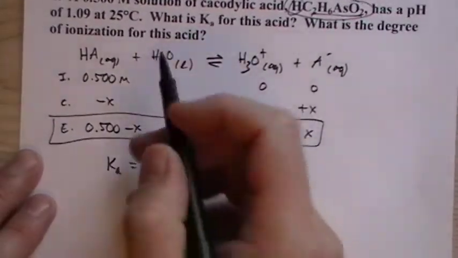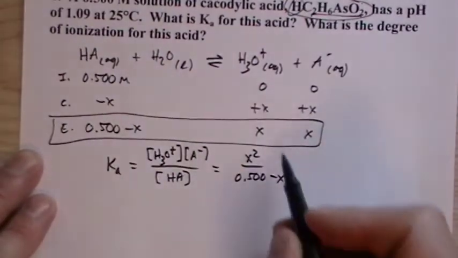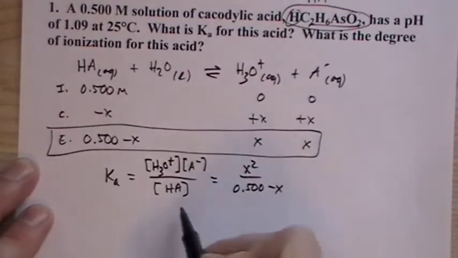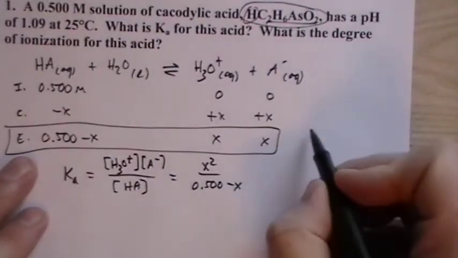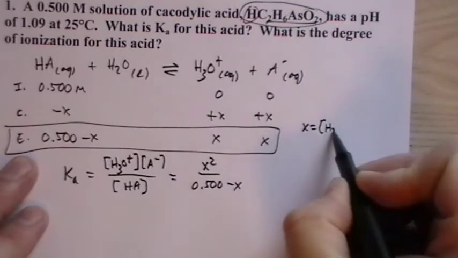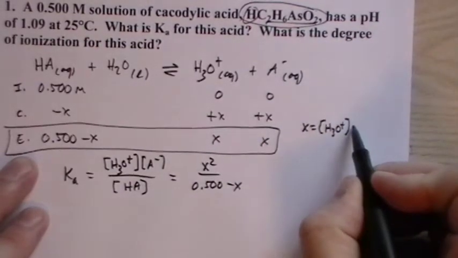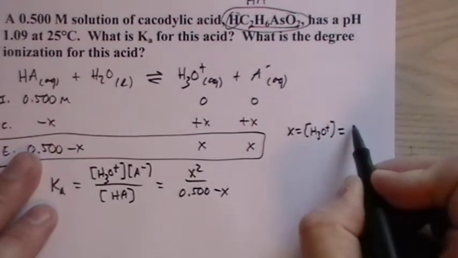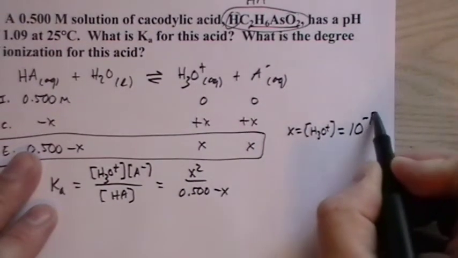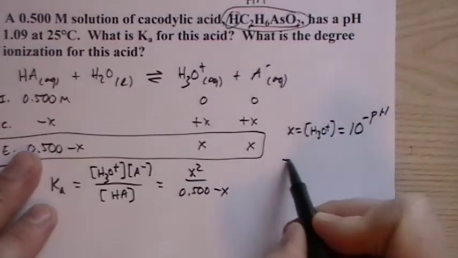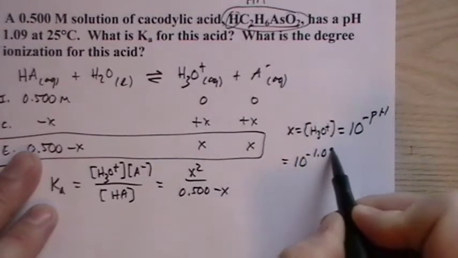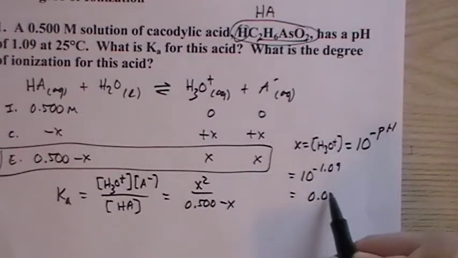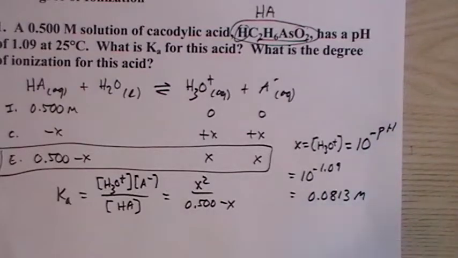So they must give us the information, and they say the pH is 1.09. Well, the concentration of H3O+ is x. x is equal to the concentration of H3O+. It's also equal to the concentration of A-, but we don't need that right now. And this concentration of H3O+, we learned earlier, is 10 to the minus pH. So that's equal to 10 to the minus 1.09, and that's going to be equal to 0.0813 molar. So that's x.